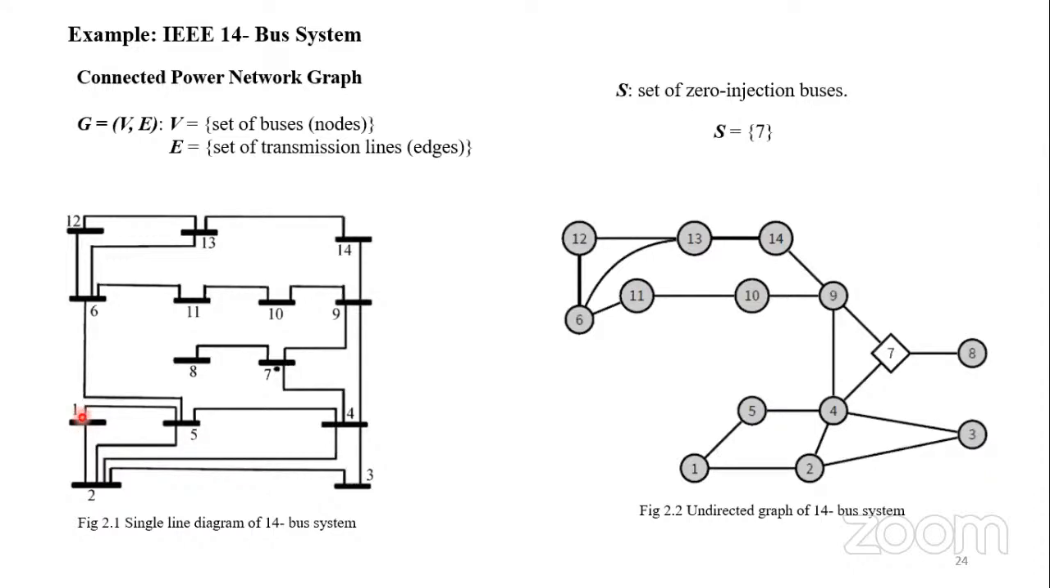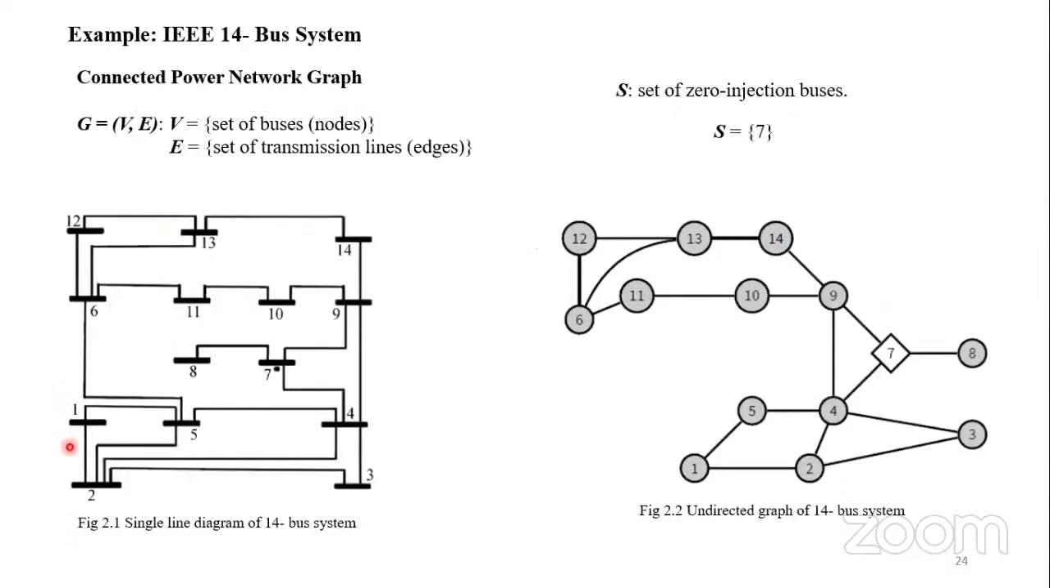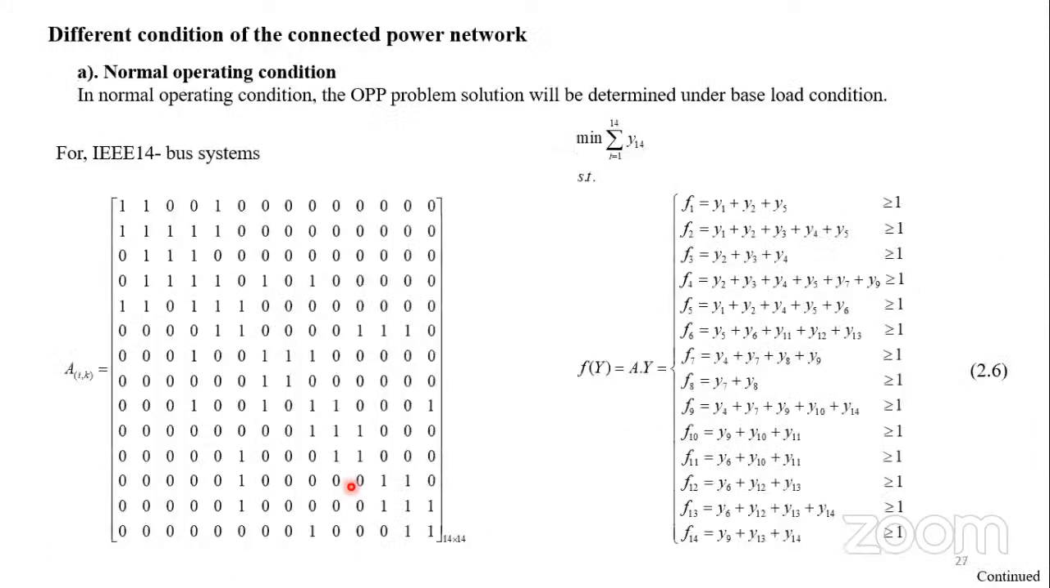So if I say bus number 1, bus number 1 is connected to 2, and bus number 1 is connected to 5. These connections lead to this matrix, which is n into n. This is your A matrix, node to node. Bus number 1 itself we consider as 1. Bus number 1 is connected to 2, so it is also 1. And bus number 1 is not connected to 3, as you can see in the figure, so we take 0.